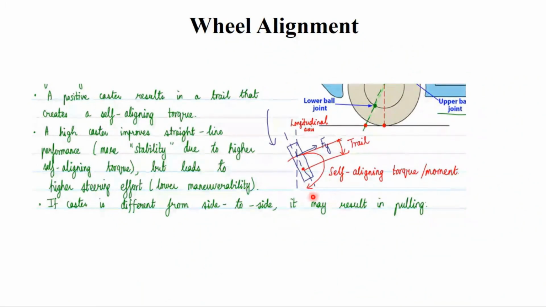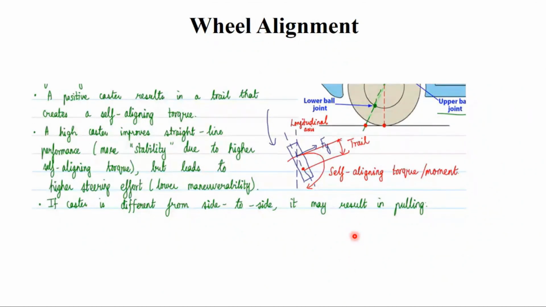steering effort. Okay, normally you need to have a high caster, which will improve the straight line performance, and also it will have better stability due to higher self-aligning torque. But it leads to higher steering effort, lower maneuverability, and if caster is different from side to side, it may also result in pulling.